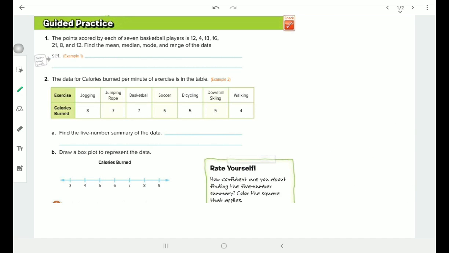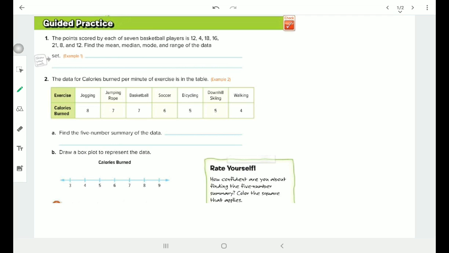So first, let's look at our data. It says the data for calories burned per minute of exercise is in the table. And remember, we like to put these in order from least to greatest. So our lowest here is going to be walking, which is 4. And I'm going to put a W there for walking. And then next is going to be downhill skiing. And if you notice, our data is actually in order from greatest to least, so I don't even need to order them here.